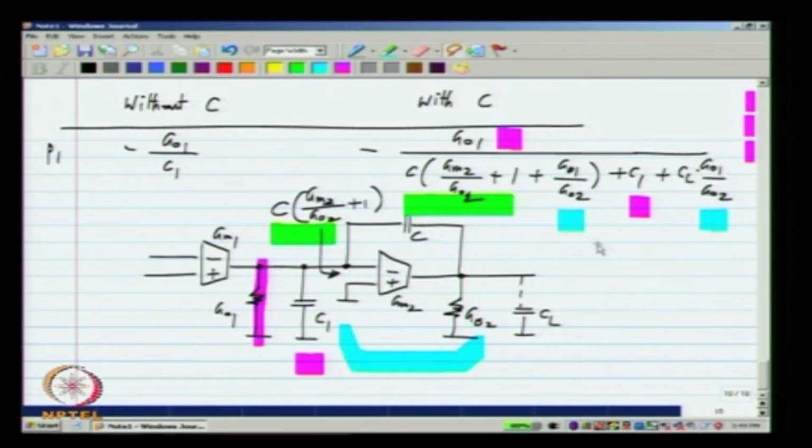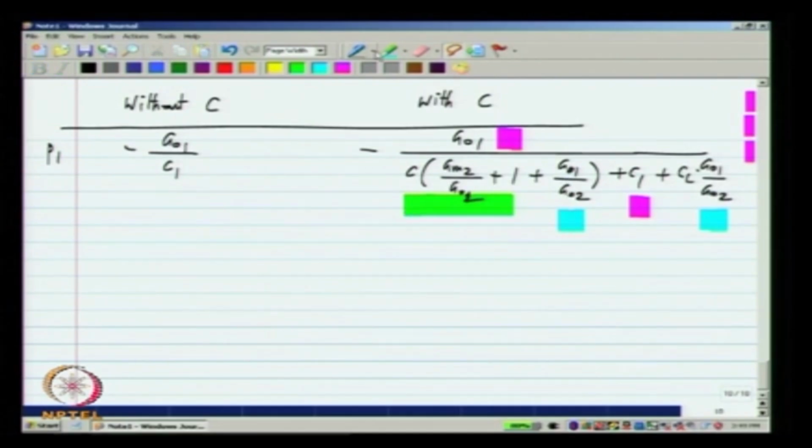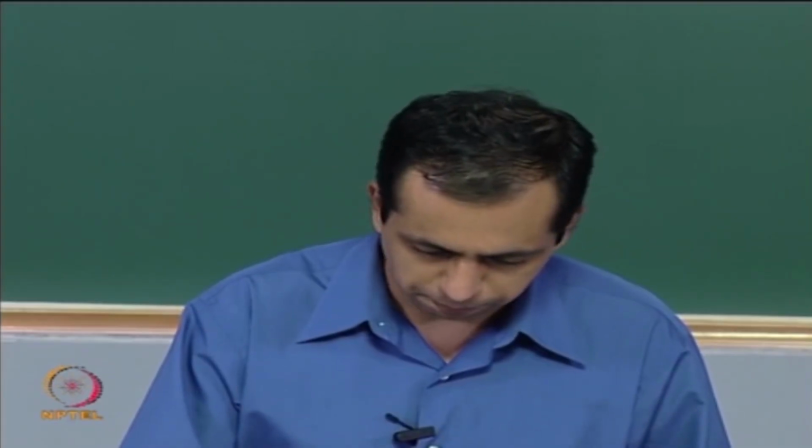So, what happens is that across the output conductance of the first stage, we effectively have these two capacitors, capacitance C1 and the Miller multiplied capacitance C, because C is connected from the input to output of the second stage. Okay.